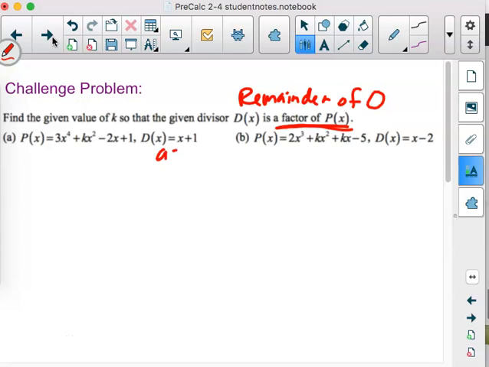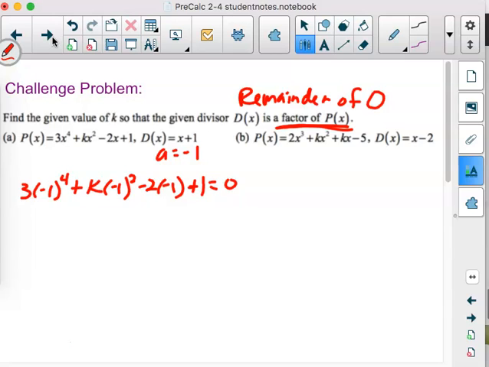So a, in this case, is negative 1. So wherever I see an x in this polynomial, I should be putting negative 1. And I know what the answer should be. It better be equal to 0, because otherwise it's not a factor. It has to have a remainder of 0.